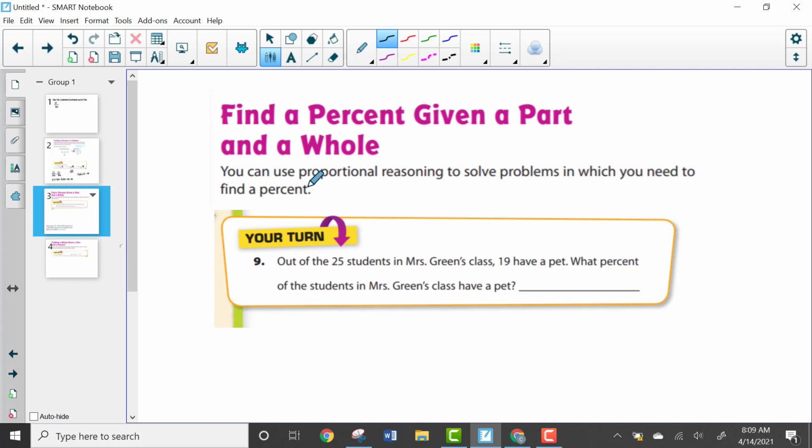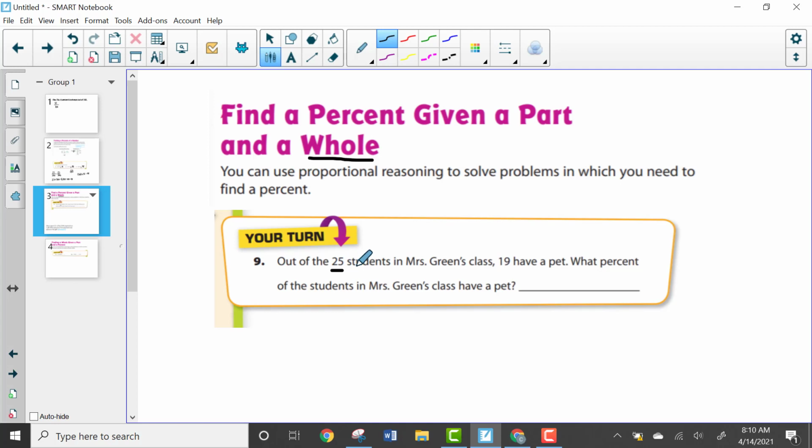If you have 9,876 of something, that equals 100%. So the total amount always equals 100%. Understand that. So when we're trying to figure out a percent given a part and a whole, remember a whole is going to equal 100%. So what we have here for the problem at the bottom of page 218, it says out of the 25 students in Mrs. Green's class, 25 students, that's going to be the whole, 19 have a pet.